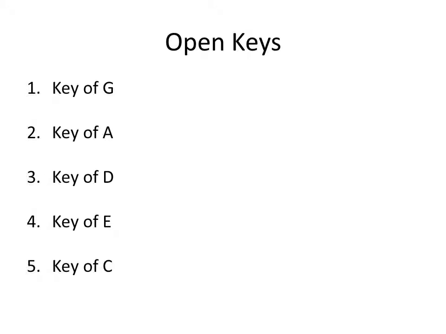Anyway, in the key of G, the key of A, key of D, E, and C, they all have at least one open chord in it. So what you can do is use those shapes to go up the neck and change keys. And I'm going to try to explain that right now.